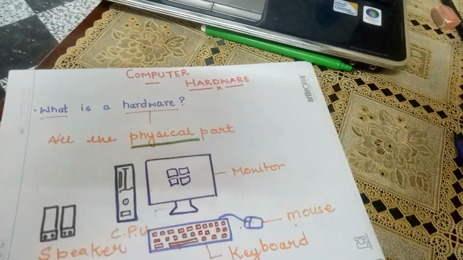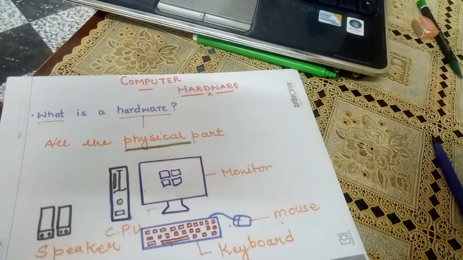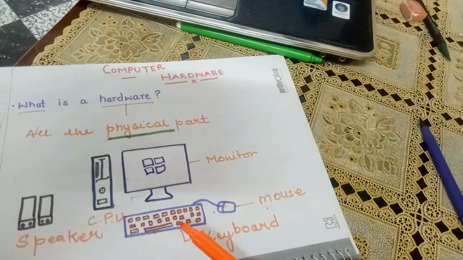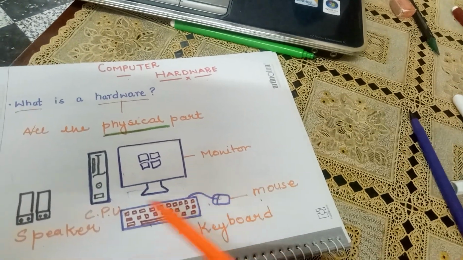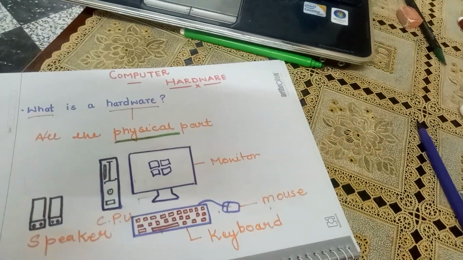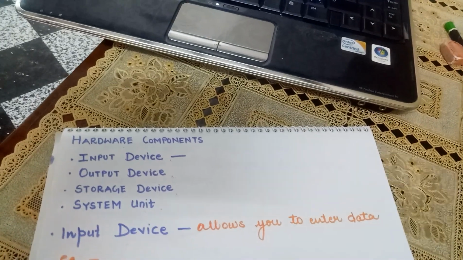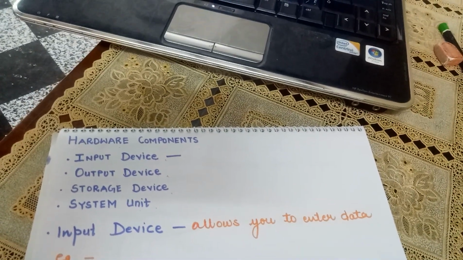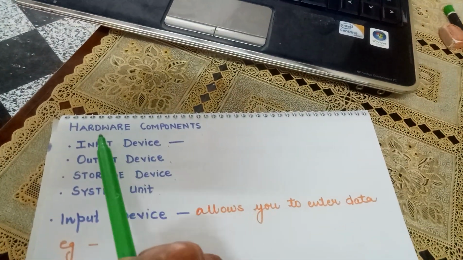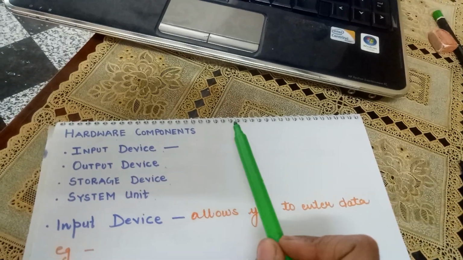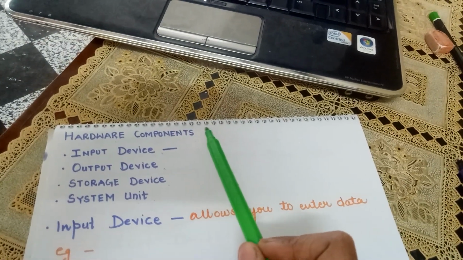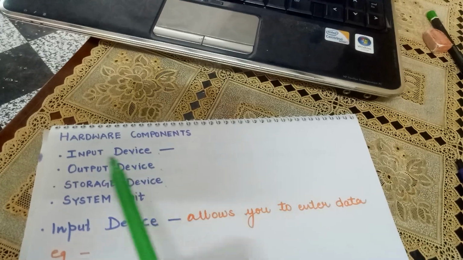CPU is that box which is kept near the computer. You must have seen keyboard, mouse, speaker. So this much we have already studied in the previous chapter. Now we'll study the main thing, hardware components. There are many hardware components also.